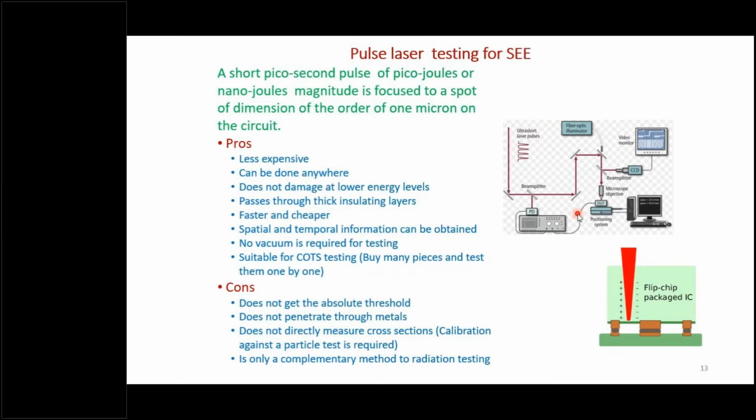And it does not penetrate through metal. So if you have a power MOSFET that is covered by metal, you cannot shine from the top. You could do it with the particle, but not with the optics. You have to go from the back side. So this will not go through metal. And one has to understand that this is only a complementary method to radiation testing. It's not meant to replace it completely.